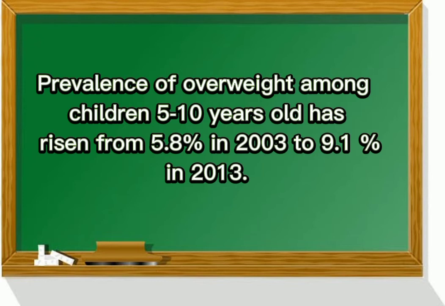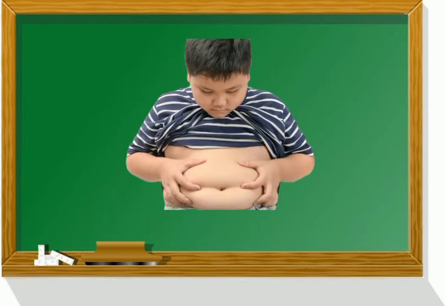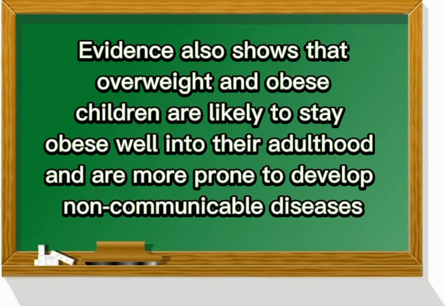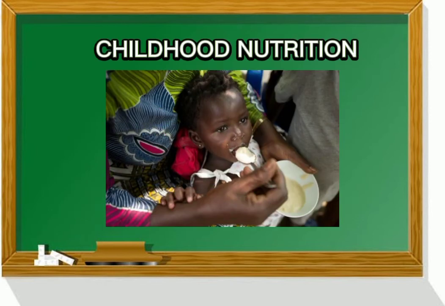Prevalence of overweight among children 5 to 10 years old has risen from 5.8% in 2003 to 9.1% in 2013. Childhood obesity may be linked to a number of health-related consequences. Evidence also shows that overweight and obese children are likely to stay obese well into their adulthood and are more prone to develop non-communicable diseases like diabetes and some cardiovascular diseases at a much younger age.